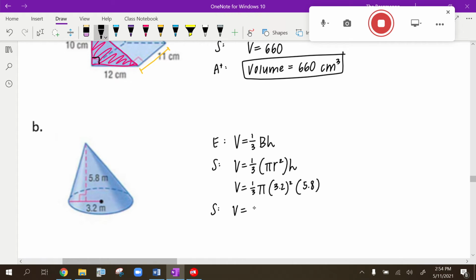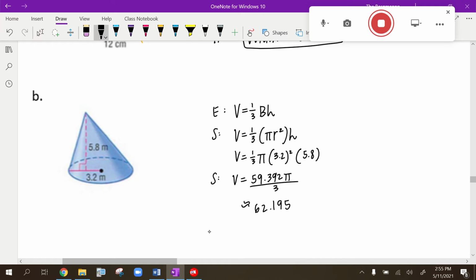So if you wanted to solve it for an exact answer, you could leave out the pi when you first calculate it. So it would be 59.392 pi over 3. If you plug that into your calculator, or if you just did this from the beginning, that's fine too. Your answer would be 62.195. So your answer with units, you could round up. 5 should round up. So we'd have 62.20, because the 9 would round up, causing it to be 20, and this would be meters cubed.